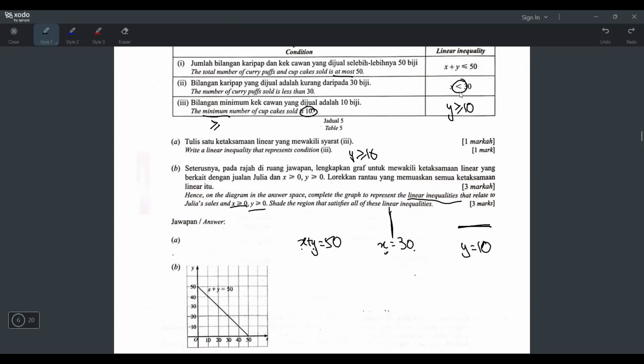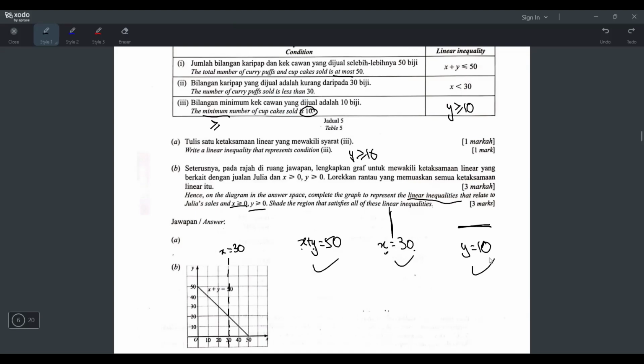Kalau bawah ada line, then kita kena guna solid line. Tapi kalau bawah sini tak ada line, you have to do dash line ataupun dotted line. So you have to do dotted line and it will be a vertical line passing through the x-axis at 30. So this is the equation x equals 30 macam ni. Okay. You kena guna garisan putus-putus sebab dia tak ada line sini. Okay, so this line done, this line done.